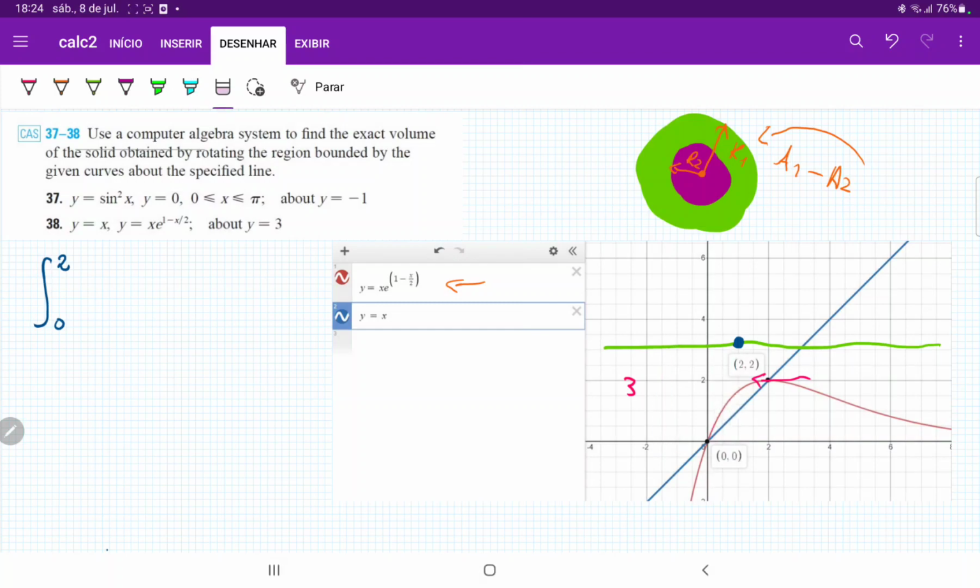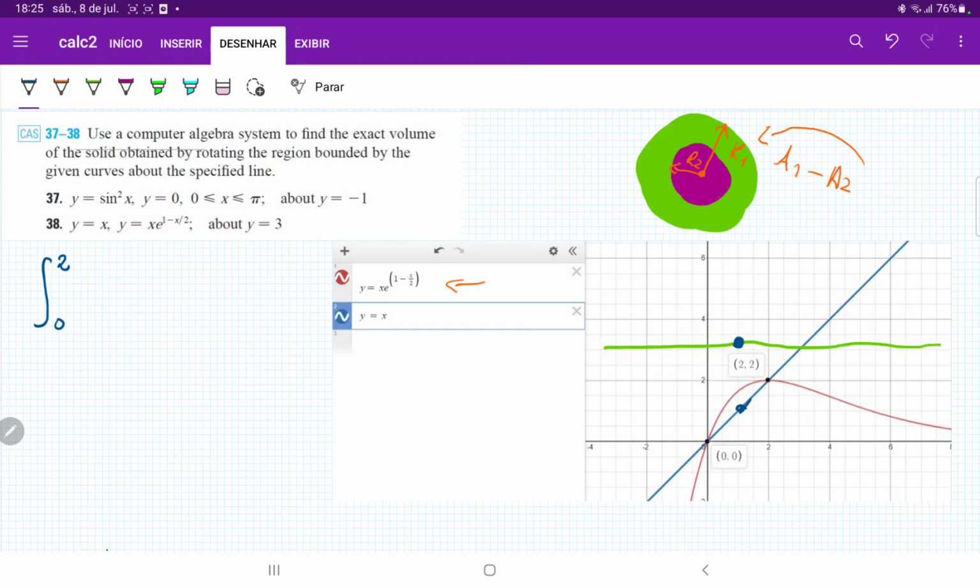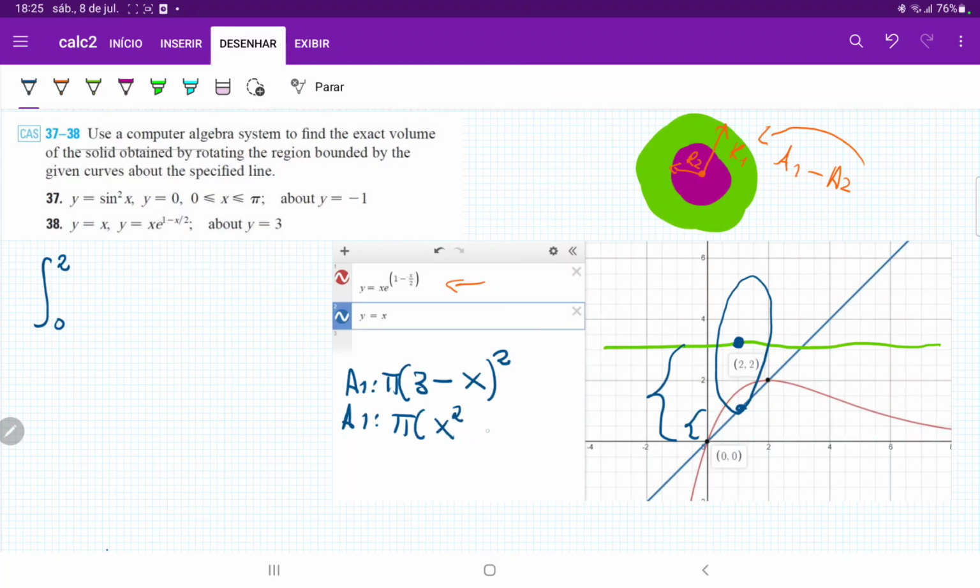So we can see here that the biggest radius, where it touches this line here, goes like this. A1 is basically pi. The radius, once more, is 3 minus this chunk, minus the height of the function. So 3 minus x, because this value is just x, squared. That's our biggest radius. Therefore, A1 is equal to pi, and I'm going to expand this: that is x squared minus 6x plus 9.